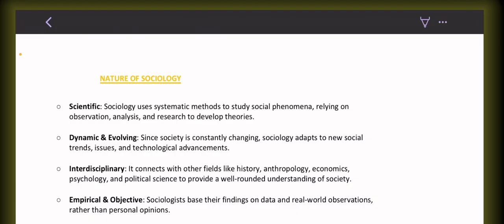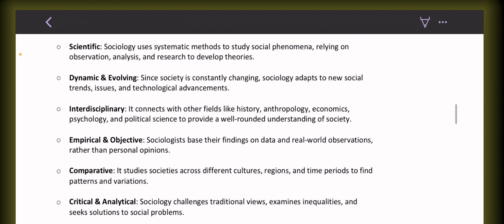Now let's move to the interdisciplinary nature of sociology. It is interdisciplinary because it connects with other fields like history, anthropology, economics, psychology, and political science. Empirical and objective: the thinkers of sociology say that their findings are based on data and real-world observations rather than personal opinions. Comparative. Why is it comparative? Because it studies societies across different cultures, regions, and time periods.